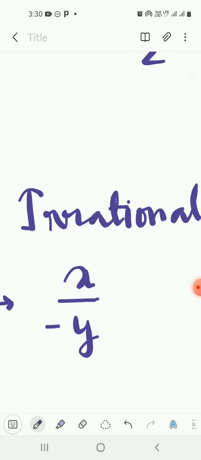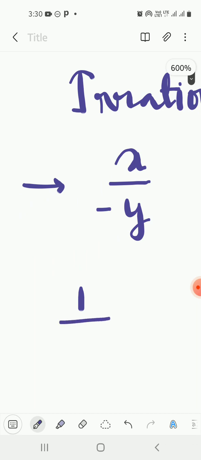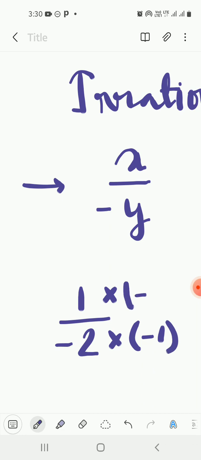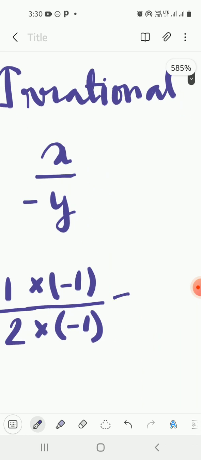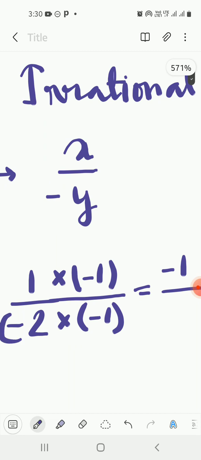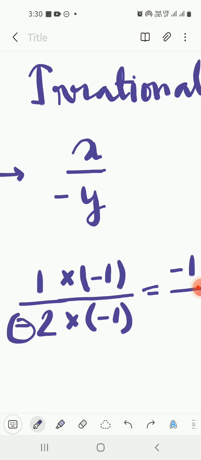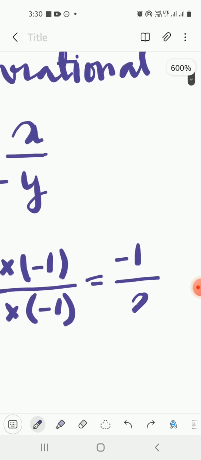Like if we have any fraction, for an example 1 by -2. So this is an irrational number. We can convert it into a rational number. How? By multiplying both the numerator and denominator with -1. So we get 1 into -1, -1, and -2 into -1. Minus into minus is plus. So we get only 2. This way you can see that an irrational number has become a rational number.